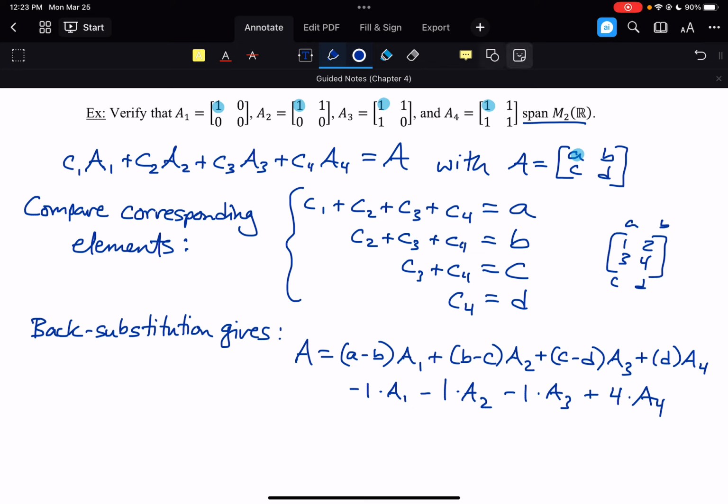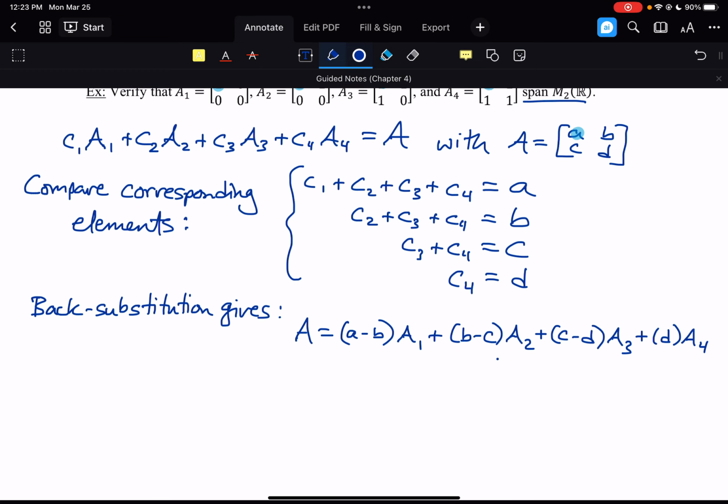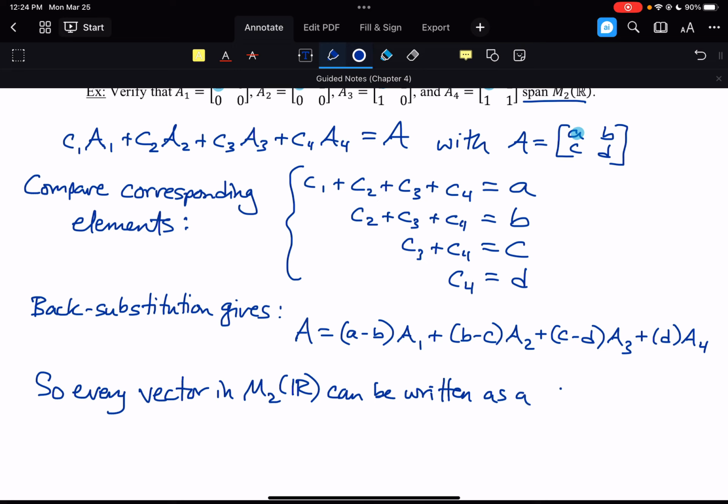And we could do that for literally any 2 by 2 matrix in existence. And that's kind of the idea, that we now know there is a unique solution for any 2 by 2 matrix to be solved as a linear combination of these. So every vector in M2 of R can be written as a linear combination of A1, A2, A3, and A4.